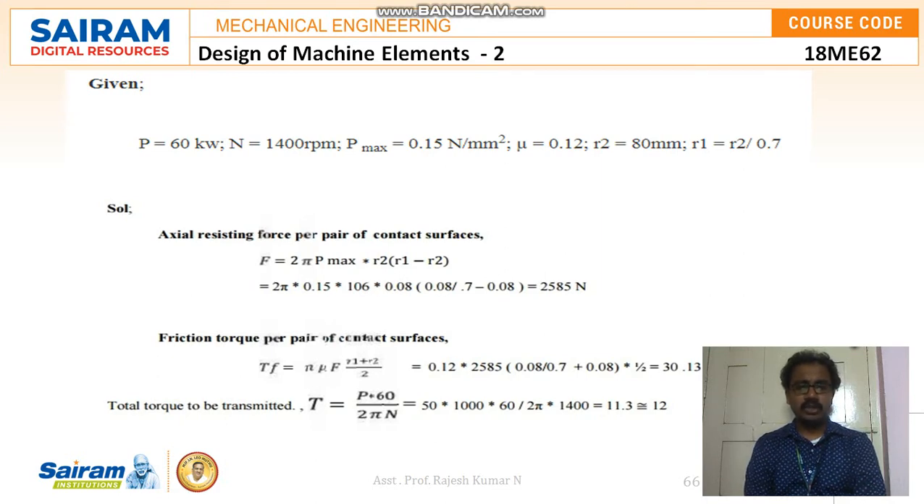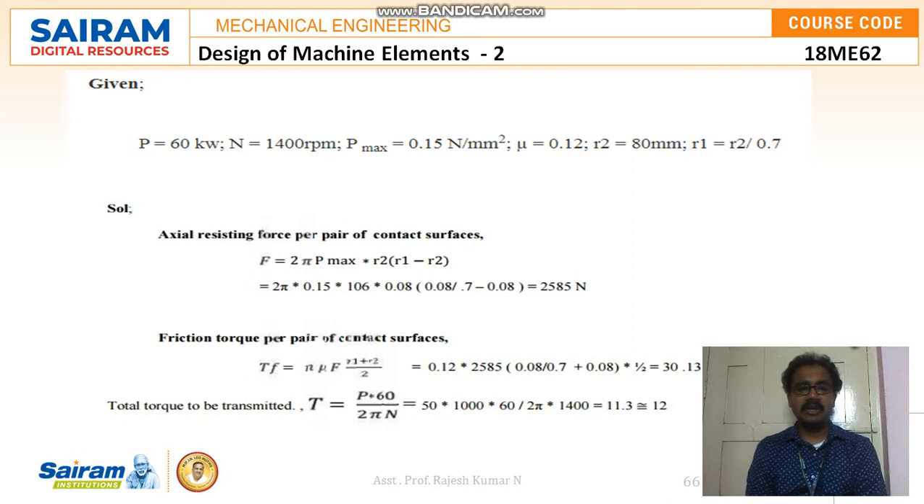So first, the solution. The axial resisting force per pair of contact surfaces, F, is equal to 2 pi P max into R2 into R1 minus R2. I know the P value, R2 and R1 values. While substituting in this axial resisting force formula, I am getting the force as 2585 Newton.